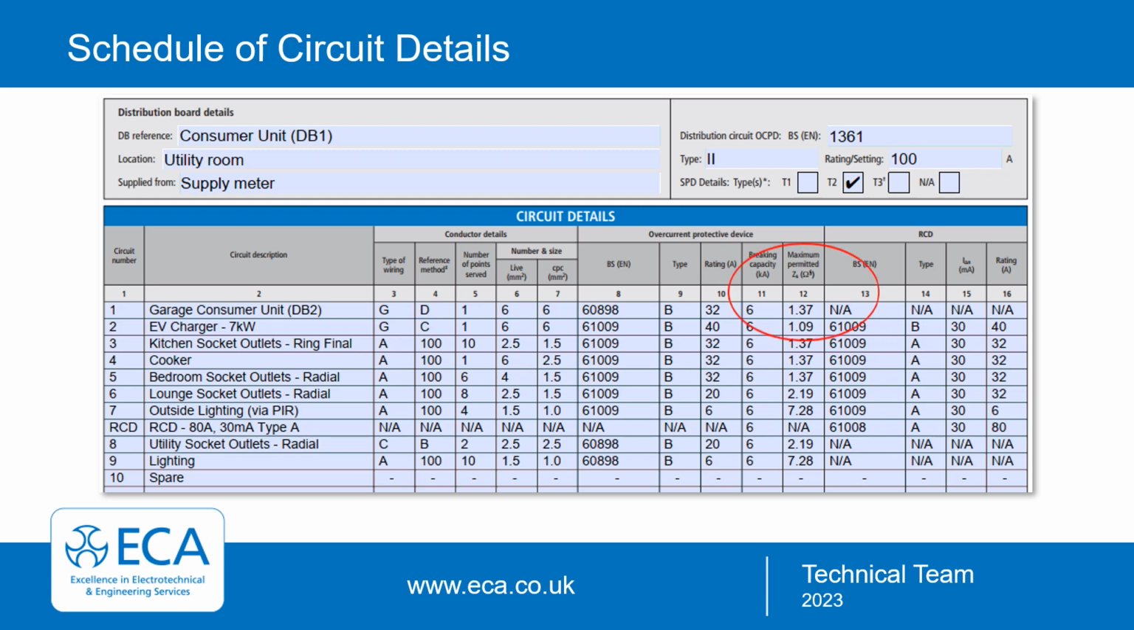The maximum permitted Zs, earth fault loop impedance values. These are taken typically from Table 41.3 in BS 7671, but where other values are used, and you can use those such as calculator or manufacturer-specific data, the source of the data should be recorded in the remarks column in the schedule of test results, and the information should be appended to the electrical certificate.